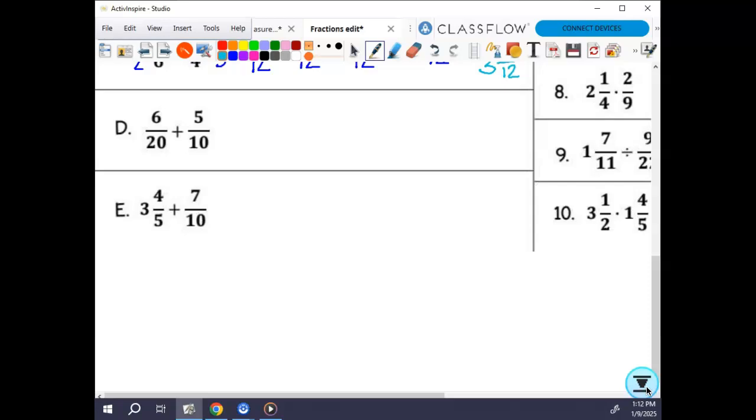What's my common denominator here? 20. So we're going to leave this one alone, multiply this one by 2 over 2. So I get 6 over 20 plus 10 over 20, which gives me 16 over 20. That's not an improper fraction, but can I reduce it?